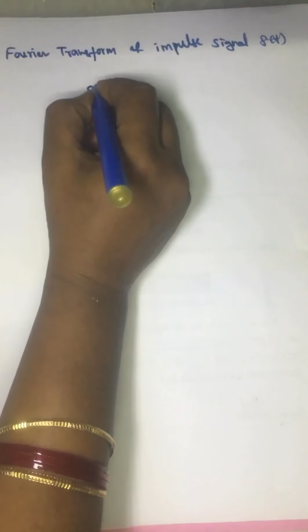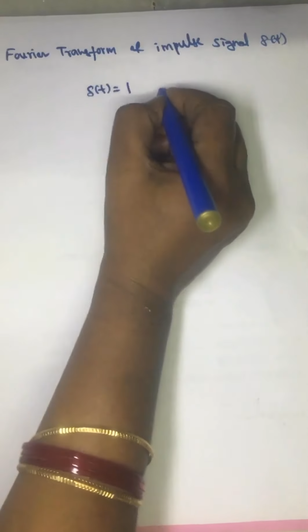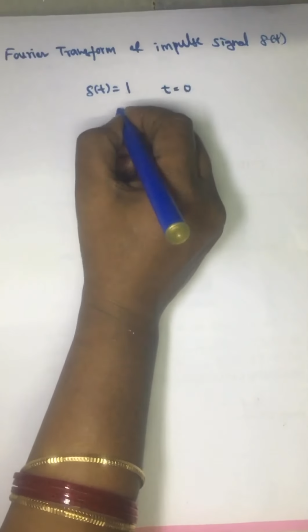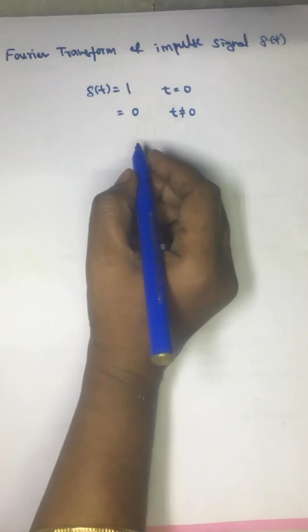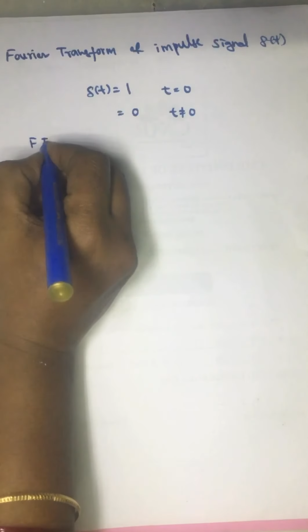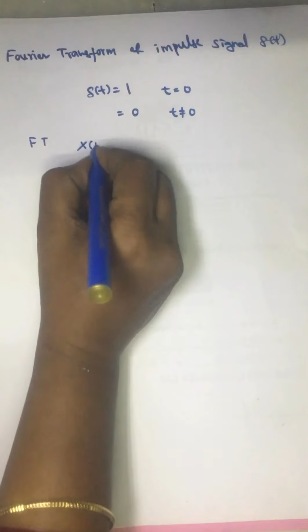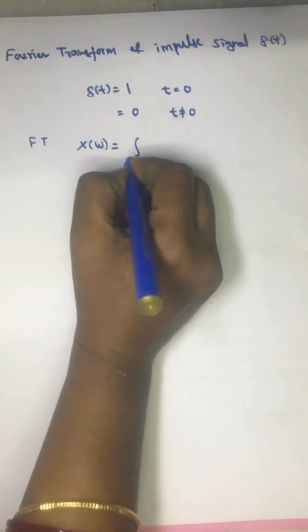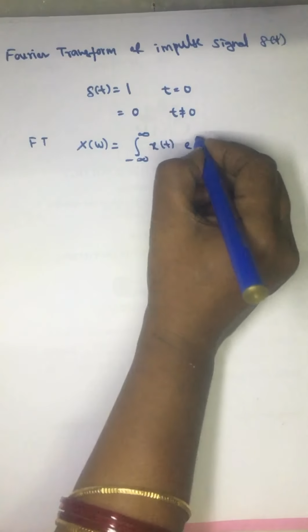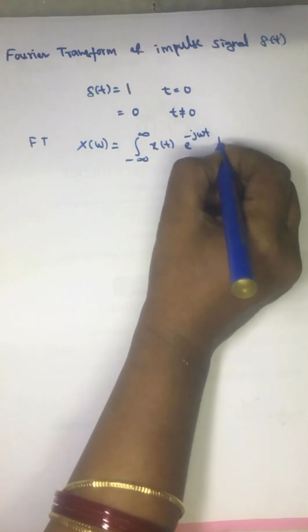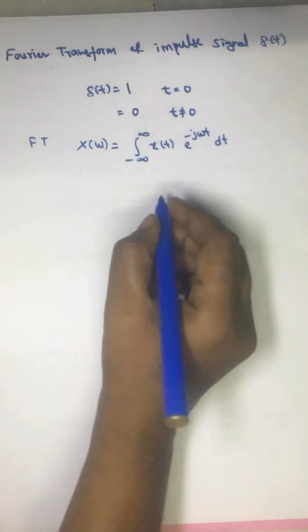In this class, we'll discuss the Fourier transform of the impulse signal δ(t). δ(t) has the value 1 at t = 0, and it is equal to 0 if t is not equal to 0. The Fourier transform formula is given as X(ω) = integral from minus infinity to plus infinity of x(t) e^(-jωt) dt. This is the formula for the Fourier transform.